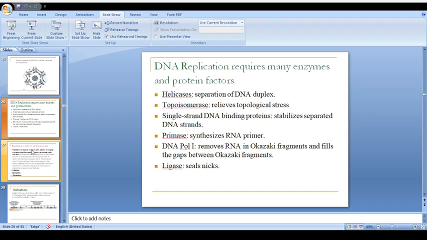Once the DNA is separated, it cannot stay apart because of its complementary nature. Again, hydrogen bonds form between both the parental DNA strands and it goes back to the original structure. To avoid that, the single-stranded binding proteins are responsible for stabilization once the DNA is separated by the action of helicase. In order to start the replication, we require a primer.